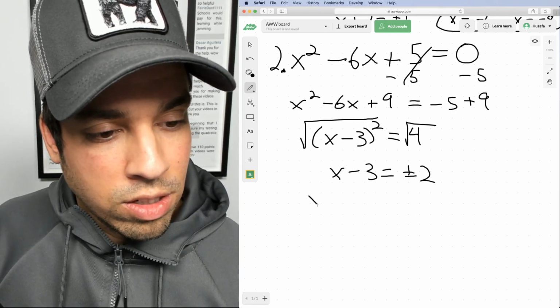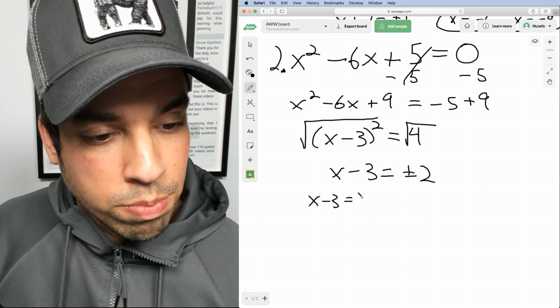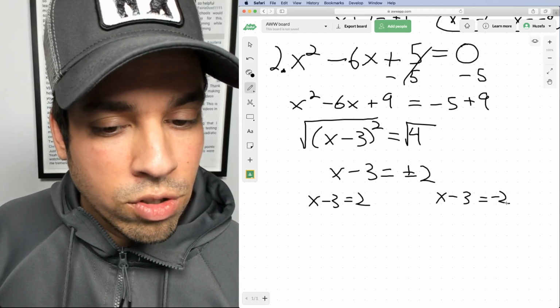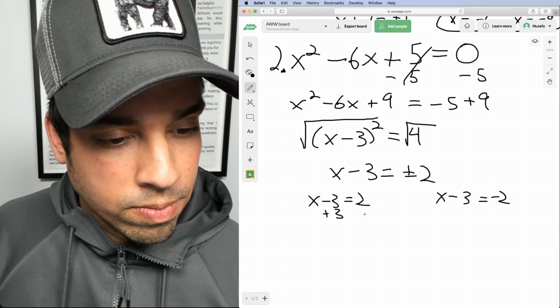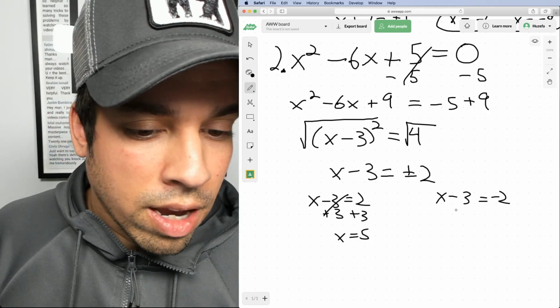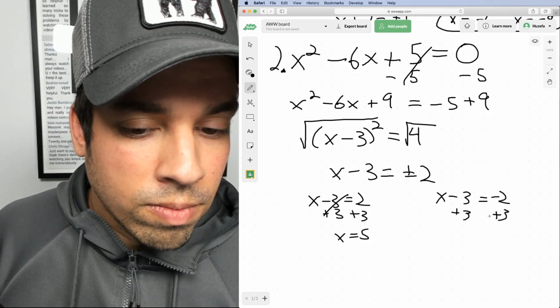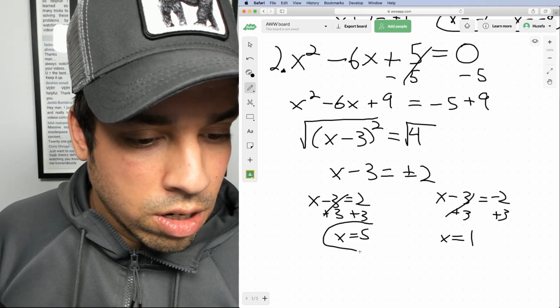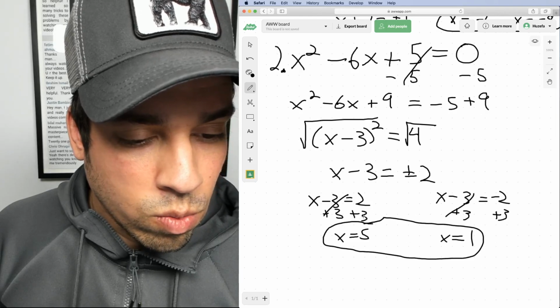And now let's split it into two equations. x minus 3 equals positive 2. x minus 3 equals negative 2. We're going to add 3, and I get x equals 5. Add 3, x equals 1, and my two solutions are 5 and 1.